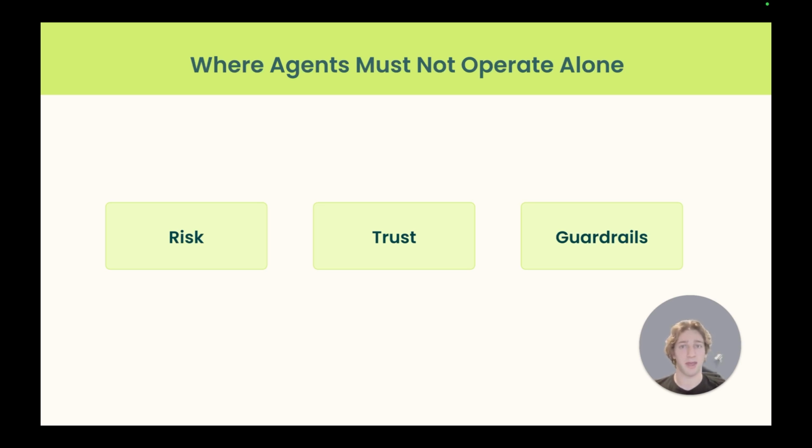And it's important to remember that agents excel at speed, scale, and consistency, but humans excel at judgment, creativity, and building relationships. So the best go-to-market teams combine both of these.